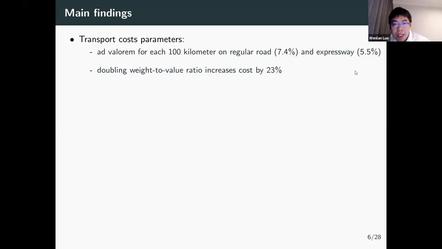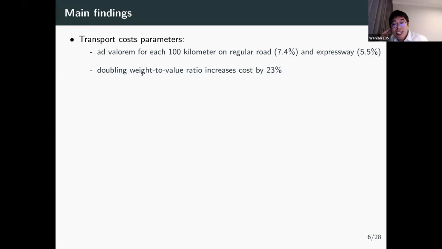Some preview of the results. This is roughly the trade cost that is estimated out of the model. For each 100 kilometers, and this is a semi-elasticity, it costs 7.4% for a regular road and 5.5% for an expressway. This is a percentage of value.